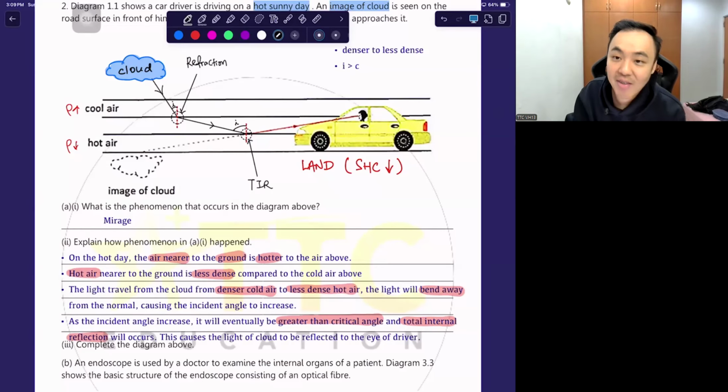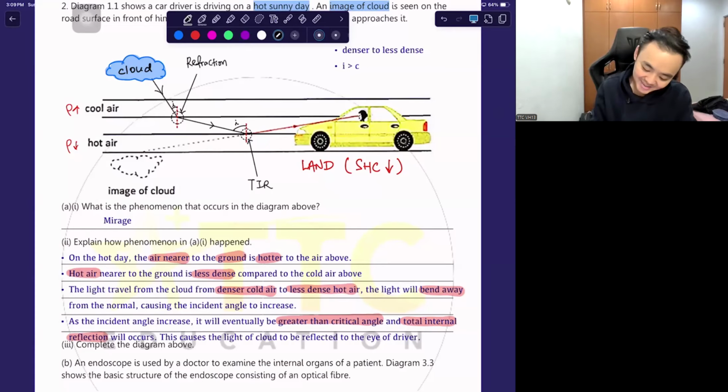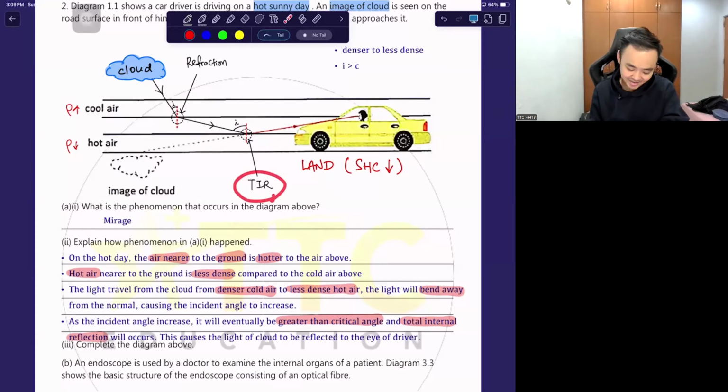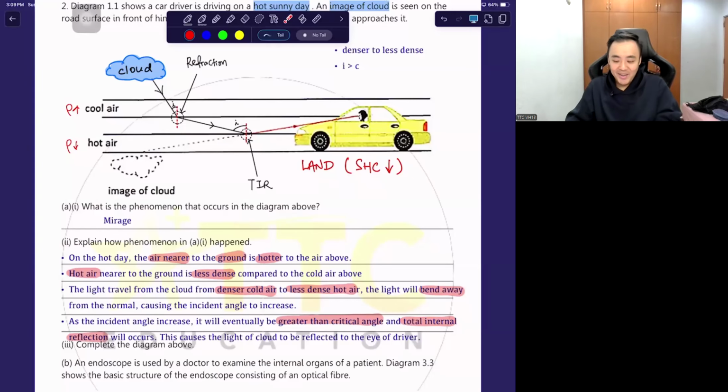Total internal reflections. This one, total internal reflections. So TIR, short form. Every time I write very long, I feel like it takes a lot of time, so I just do short form. But in the exam, please don't write short form. Yes, please write everything. Okay.